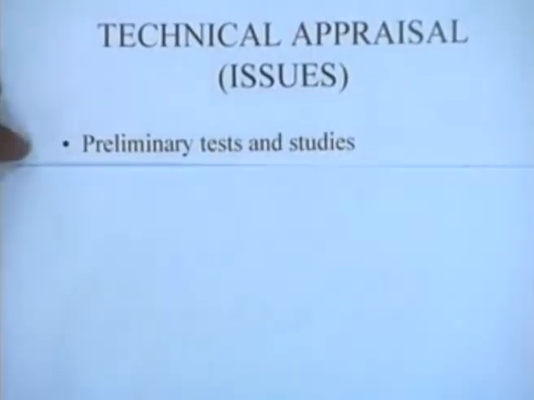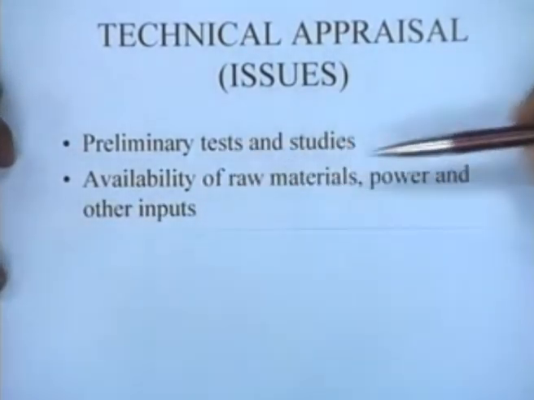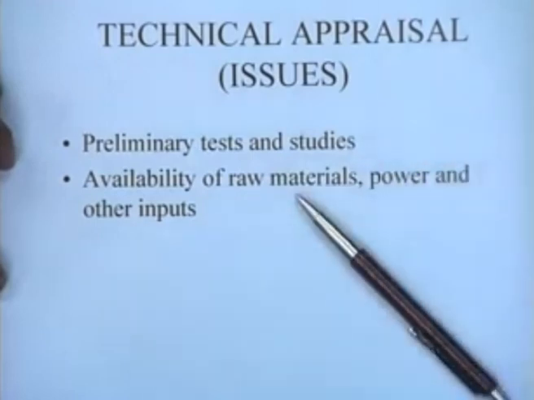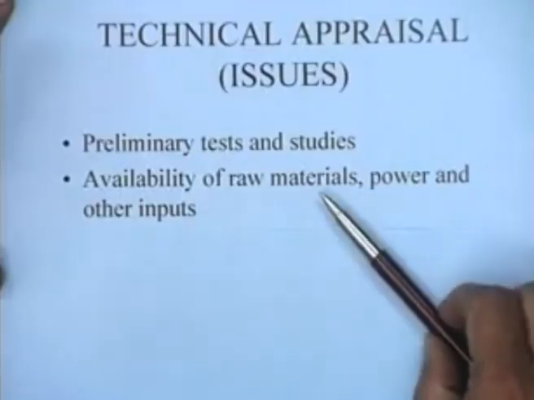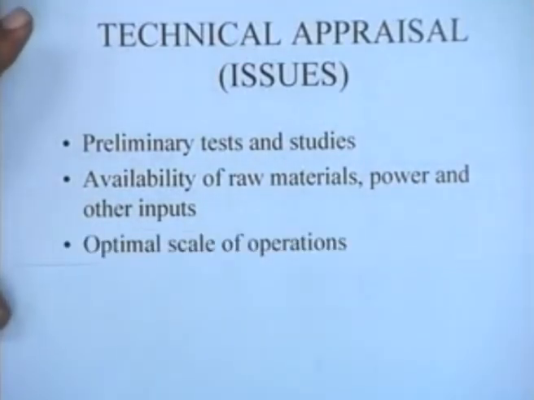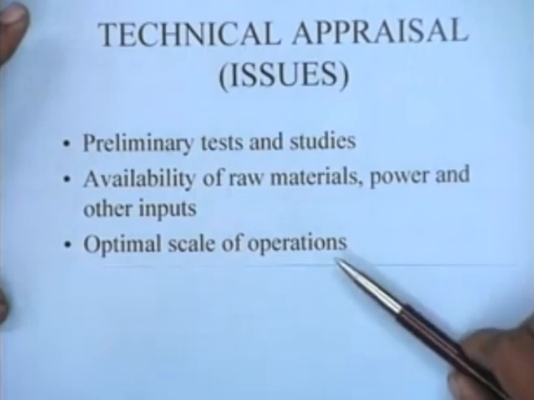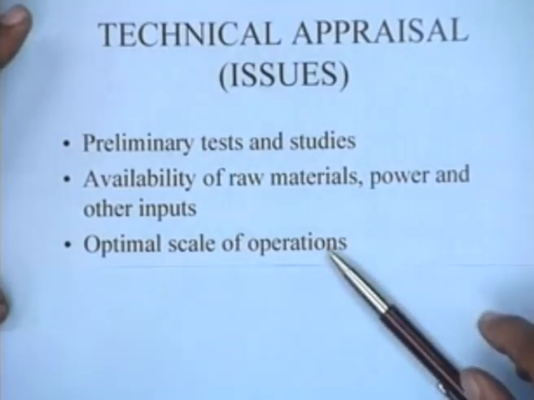Then we would be concerned with things like availability of raw materials, power and other inputs. Now this is a very important thing to check, because we would like to make sure that all the raw materials which are needed for running the project, the factory in whatever way, the power and the other kinds of inputs are in fact available. So just trying to make a check that these things are available or could be procured for that particular project.